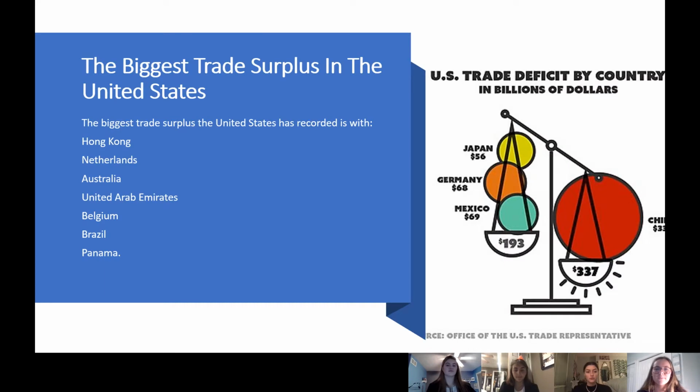This slide shows the biggest trade surplus in United States history, and the countries listed are Hong Kong, Netherlands, Australia, UAE, Belgium, Brazil, and Panama. These are the countries that are connected to the United States with this trade. The picture to the right shows in billions of dollars how much each country benefits from these trade surpluses. You can tell China is the biggest one, and it just shows how much these trades benefit each country.